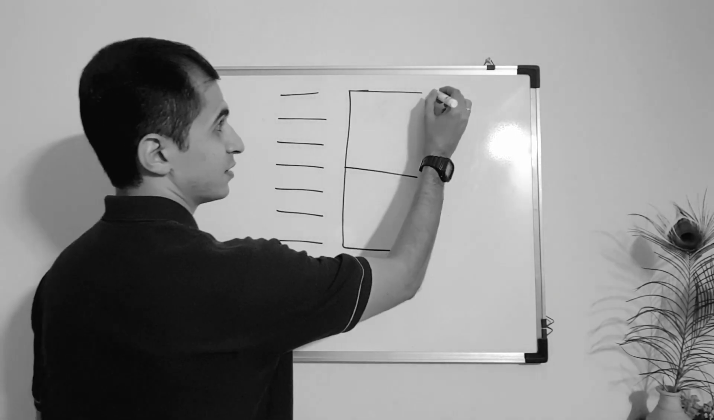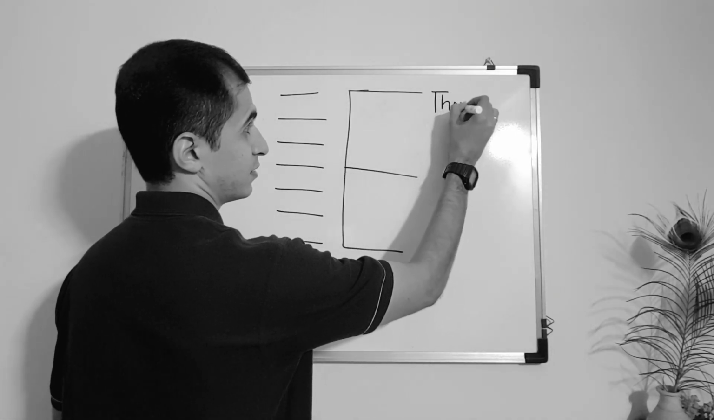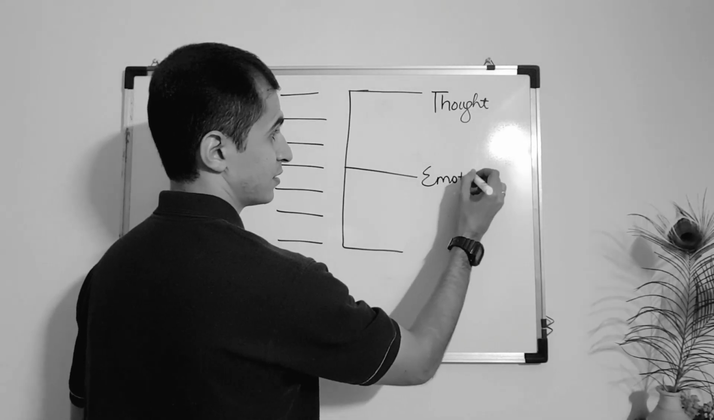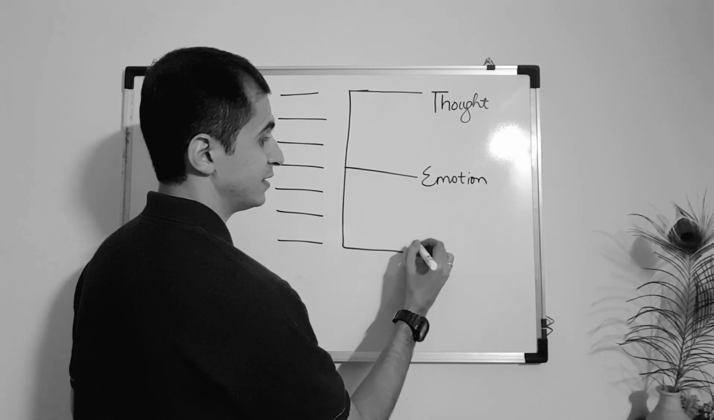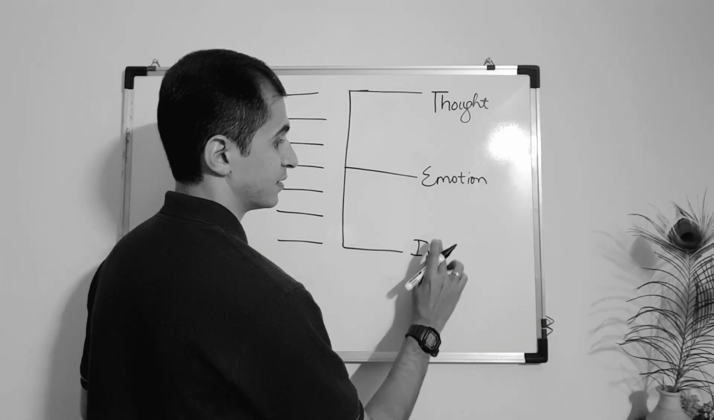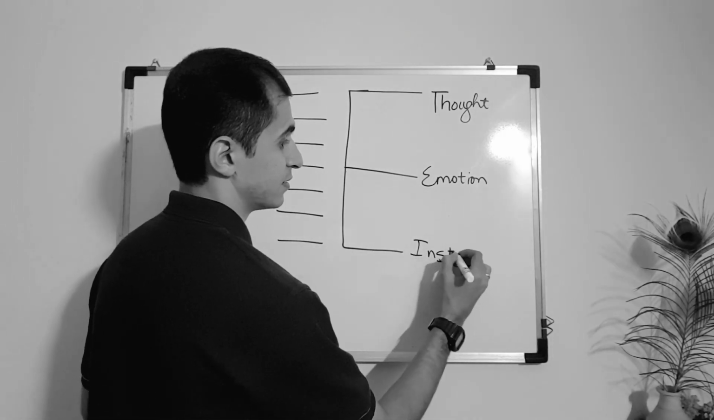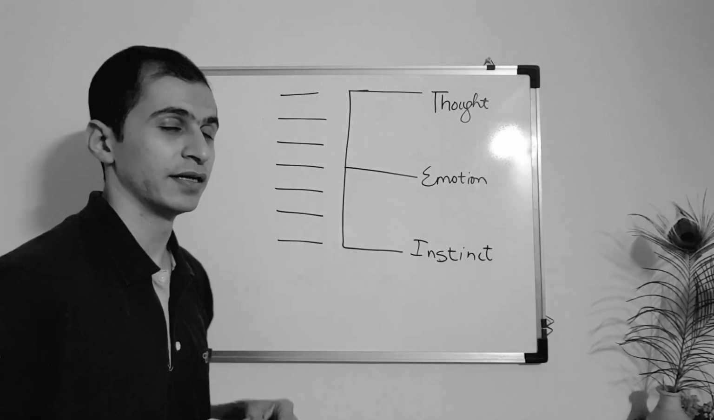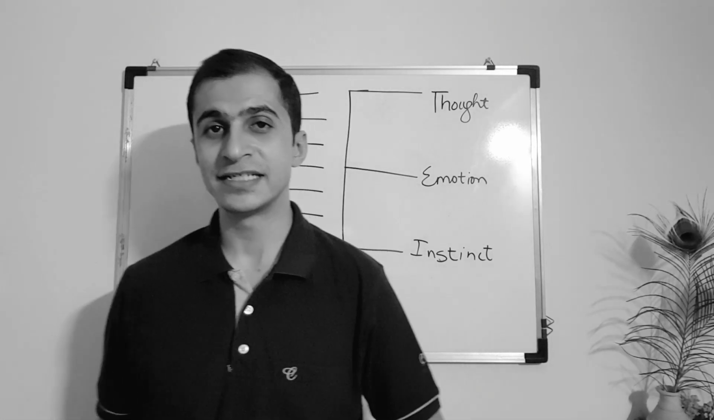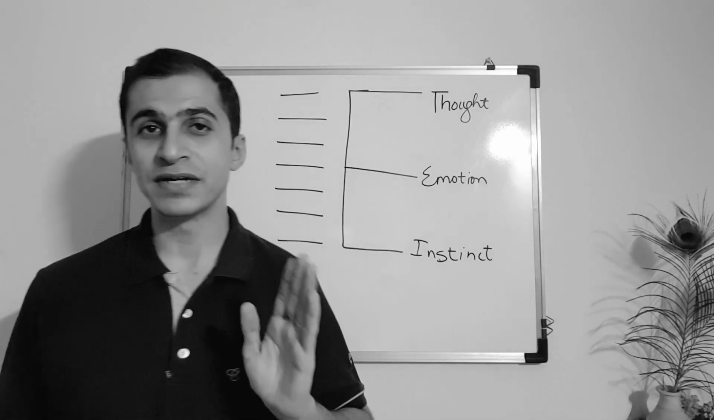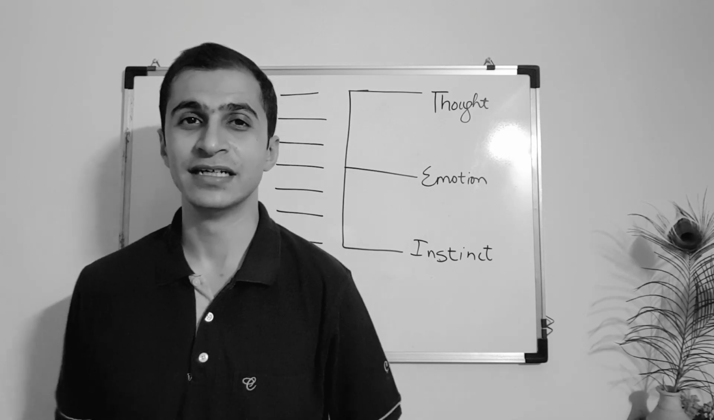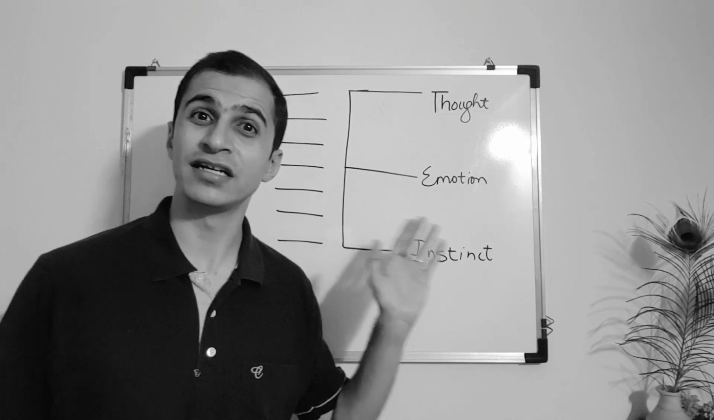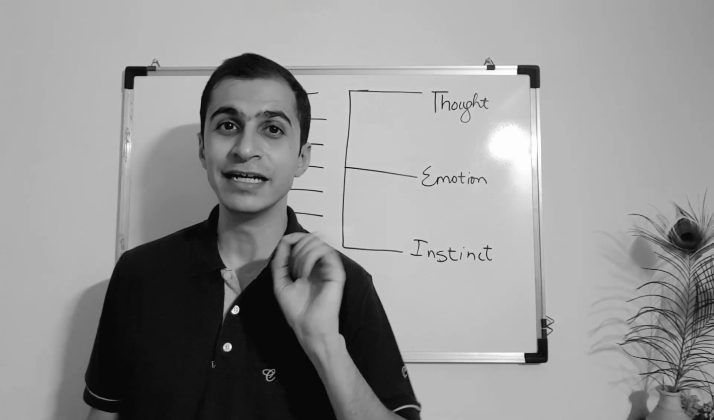So this is thought, this is emotion, and this is instinct. Thought, emotion and instinct being expressed, that is letter E. Now how is that going to be useful for you to understand what this letter means? I'll explain it to you in detail.